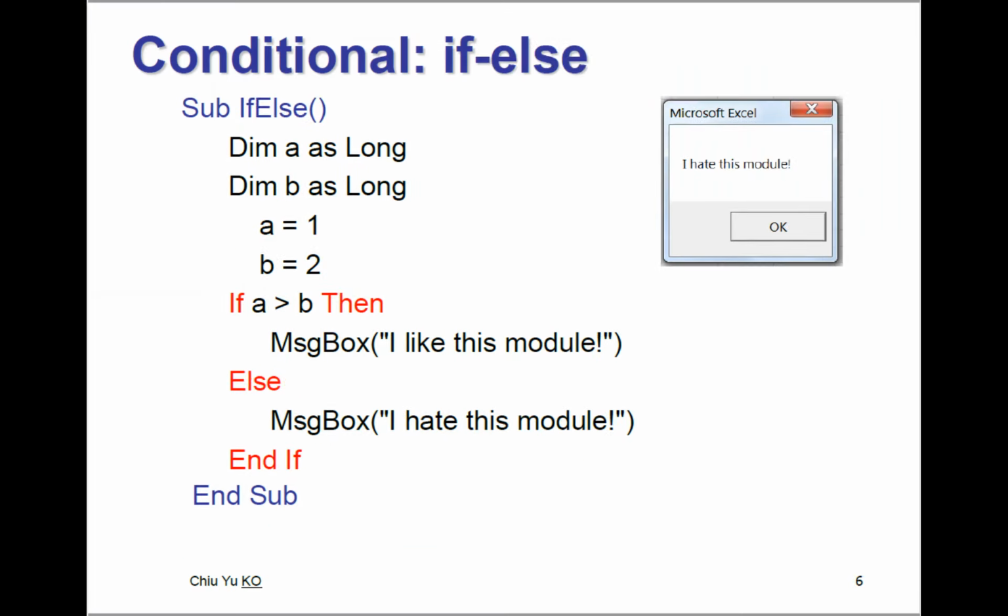Next is a little bit more complicated: if else, which means if it's true, the first statement executes, else if that's not true, the alternative will execute. So within this statement, one of them will be executed. Here a is less than b, so you can see the first statement, "I like this module", will not be there, but "I hate this module" will be there. So let's see the code.